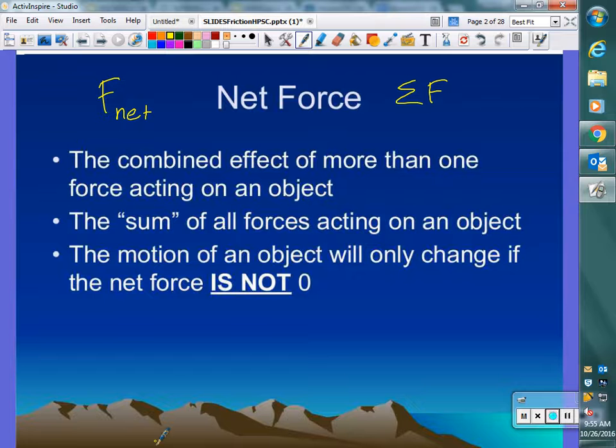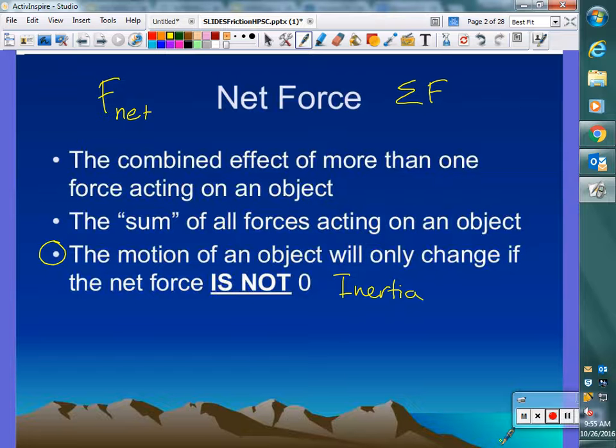All right, so this last statement. The motion of an object will only change if the net force is not zero. That's the gist of what concept that we've talked about so far. That's inertia, right? An object will not change what it's doing if its net force is zero, right? This is the gist of inertia. Okay? Good there. All right.